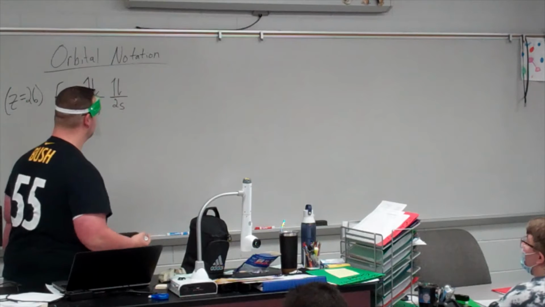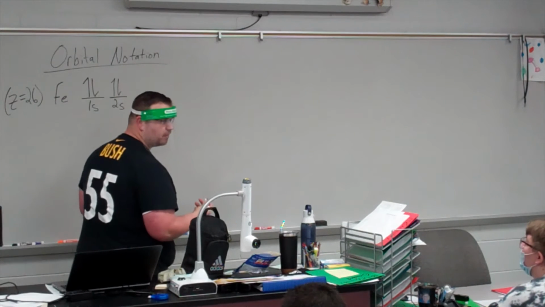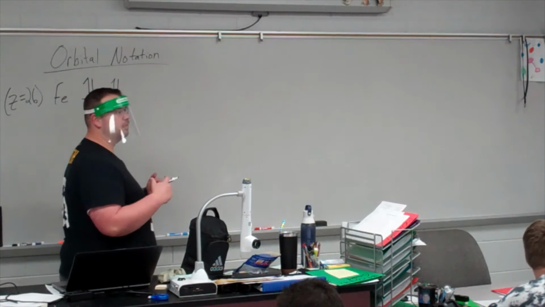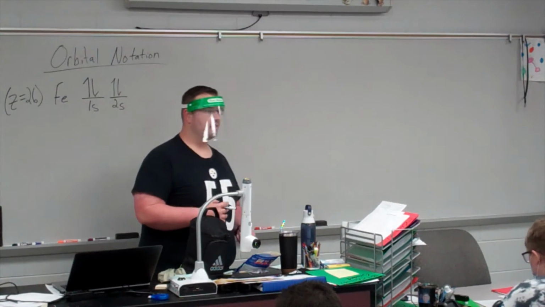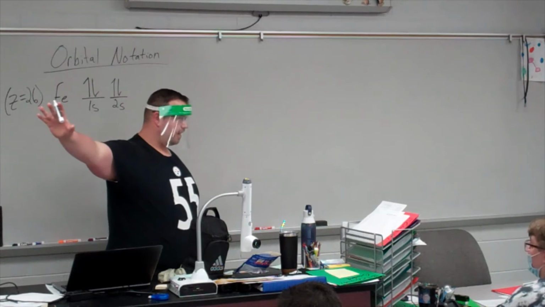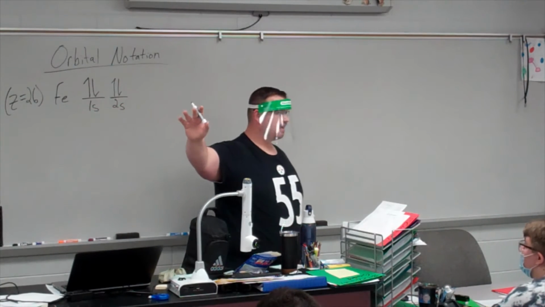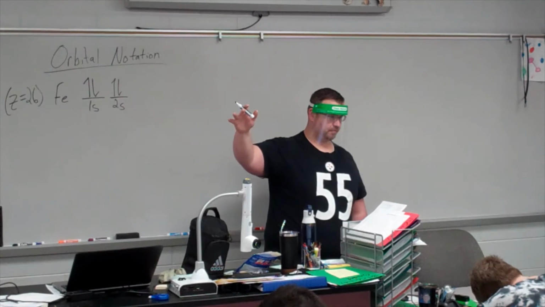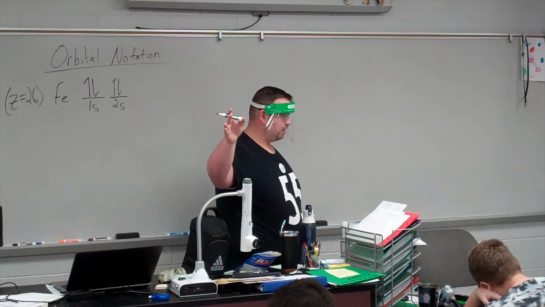Two P. How many underscores? There's three. I'm going to show you a trick in case you don't want to just memorize it. Go to the block on the periodic table. Take however many columns are in the block and divide it by 2. So look at the S block.